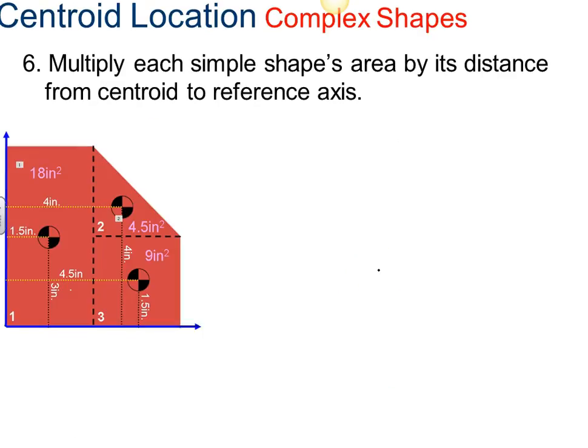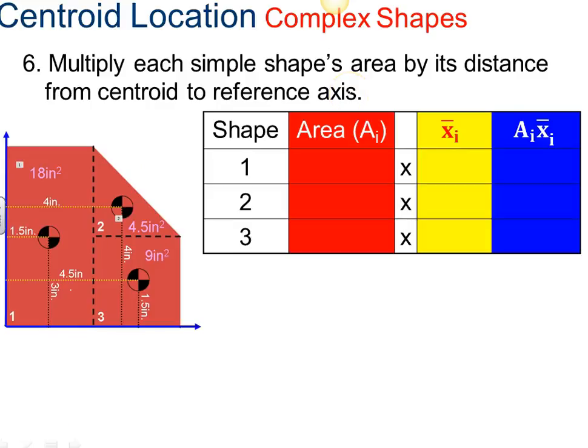So next, we're going to multiply each area's shape, which are given here, 18 inches squared, 4.5 inches squared, and 9 inches squared. So we're multiplying each simple shape's area by its distance from the centroid to the reference axis. Okay, so we're going to start by looking at our x's. For shape number 1, that's where we are right here. Our area is 18 inches squared, and we're going to multiply that by our average x distance, which is 1.5 inches. So 18 times 1.5, 27 cubic inches.